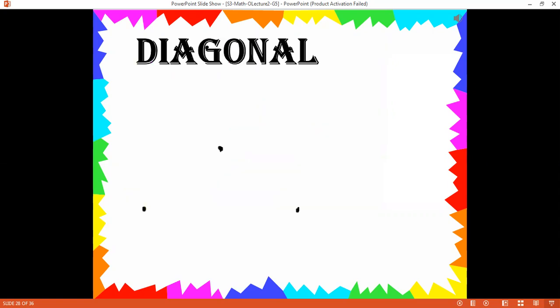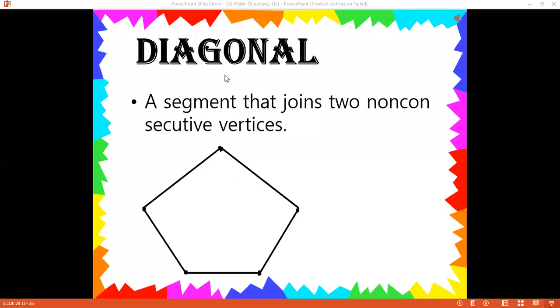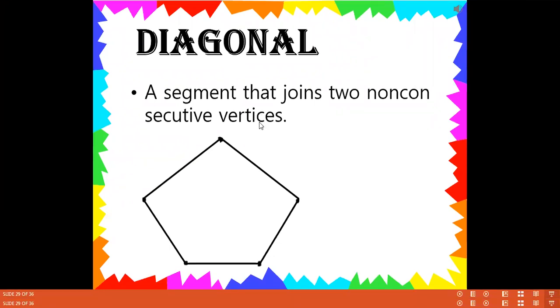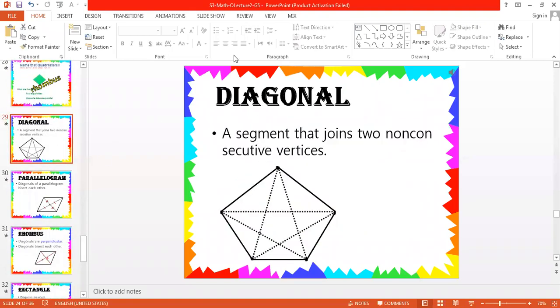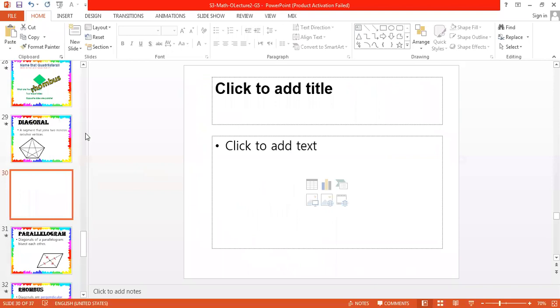Now I'm going to start with something new. So I want you to pay attention. Now I'm going to talk about something which is called a diagonal. A diagonal is a segment that joins the vertices of the quadrilateral. Before we continue, let me tell you what's the meaning of a vertex and what's the meaning of a diagonal.